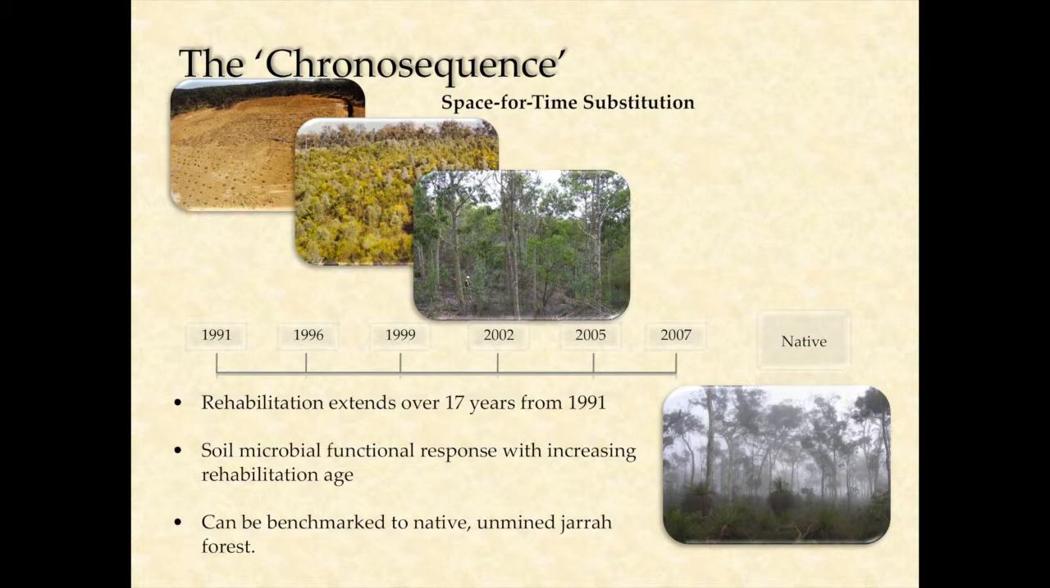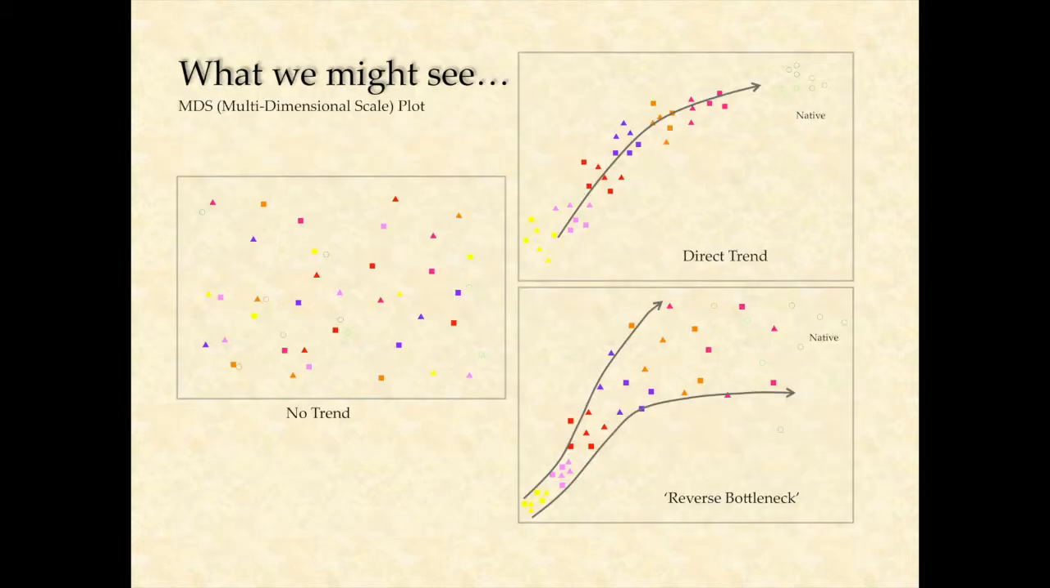And I've mentioned time for space substitution before, so I won't dwell on that one. But again, we had this chronosequence approach that we've taken before. So we hypothesise what we might see. We might see no effective response at all, no trend. And our multivariate non-metric scaling plot may show no effect at all.